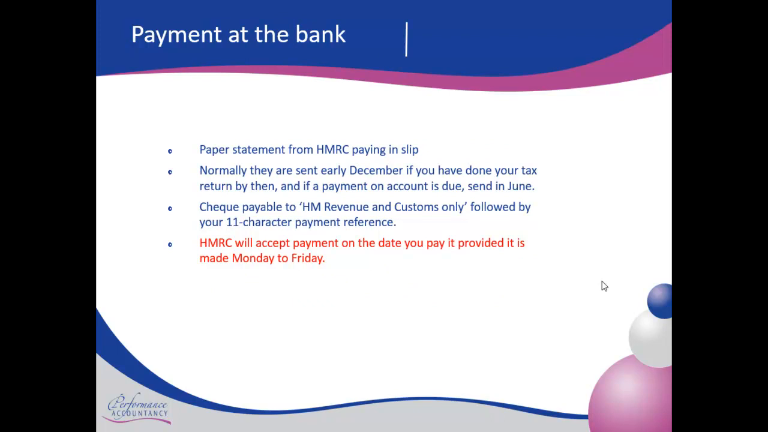Payment at the bank. If you physically go to the bank wanting to make a payment, you must have the official paying in slip from HMRC, and this is on the bottom of the statement they send you, if they send you a statement. They are normally sent out late November, early December. I have seen some come out in January, but as I said, there is no way of knowing who will get a statement and who will not.